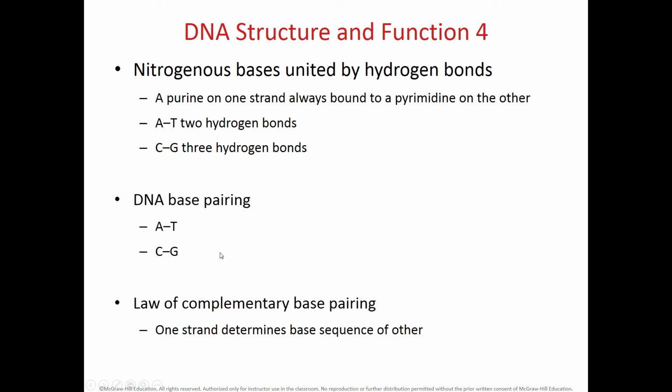Now this is the law of complementarity of base pairing. If you have an A on one strand, you always pair it with a thymine on the other strand. And if you have cytosine in one strand, you will base pair it with a guanine in the other strand. So one strand determines the base sequence of the other.